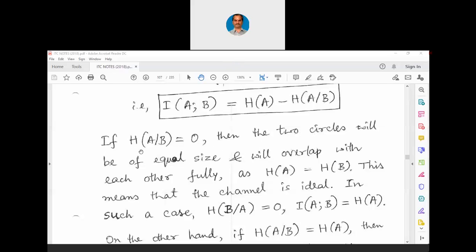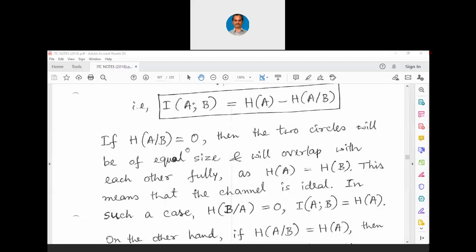Let me continue now. I(A;B) equals H(A) minus H(A/B). This is evident from the figure. Later on, we will be proving it mathematically also. In fact, all these results have to be mathematically proven. Only then can we write them diagrammatically, because engineering is basically application of mathematics itself. So remember this, I(A;B) equals H(A) minus H(A/B).